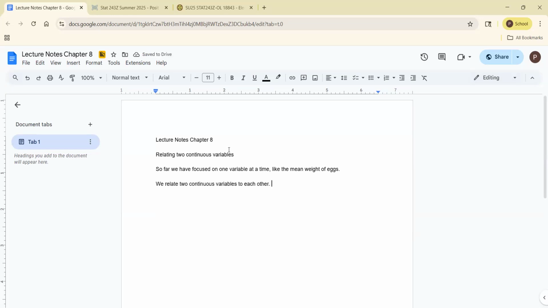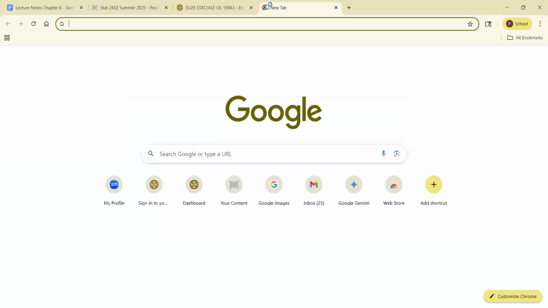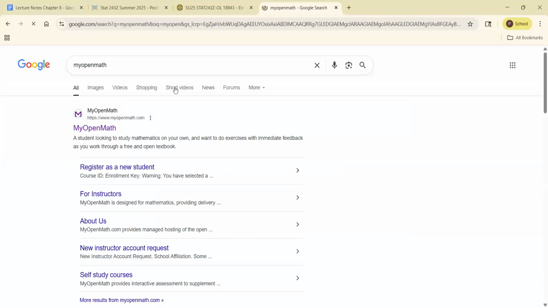Generally, those variables are called x and y, and x is the independent variable and y is the dependent variable. So let me just use an example. I'll use an example from homework.